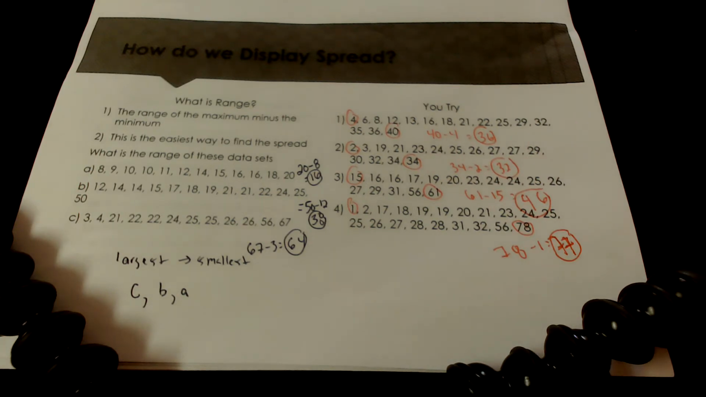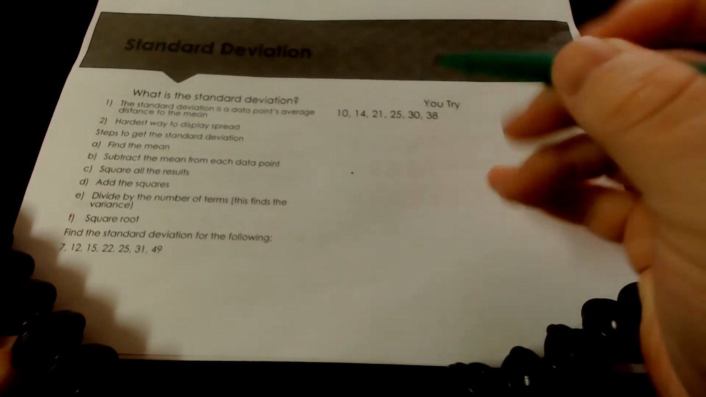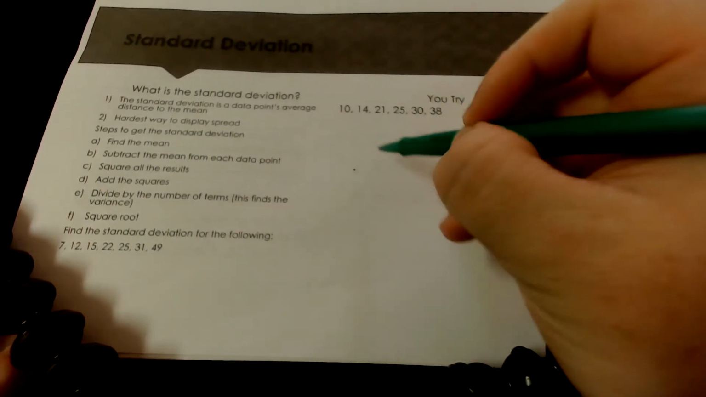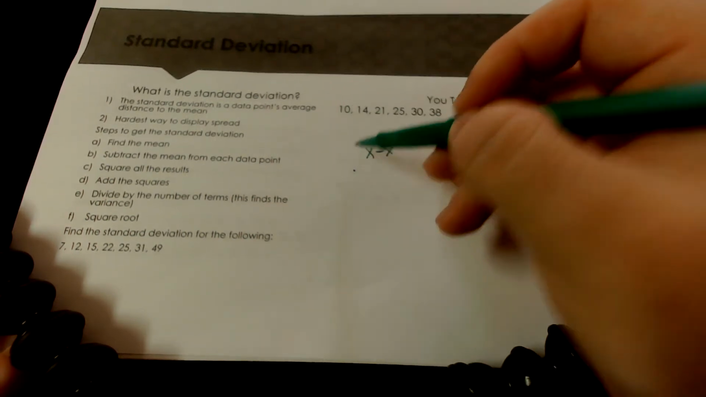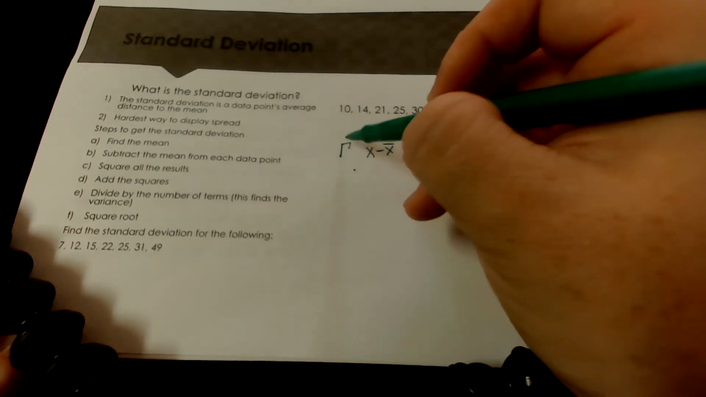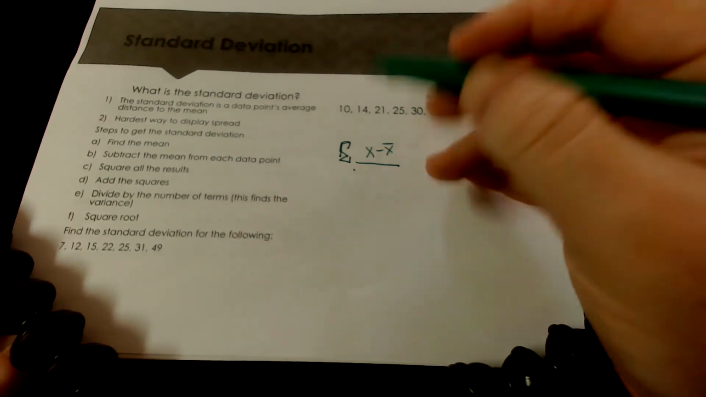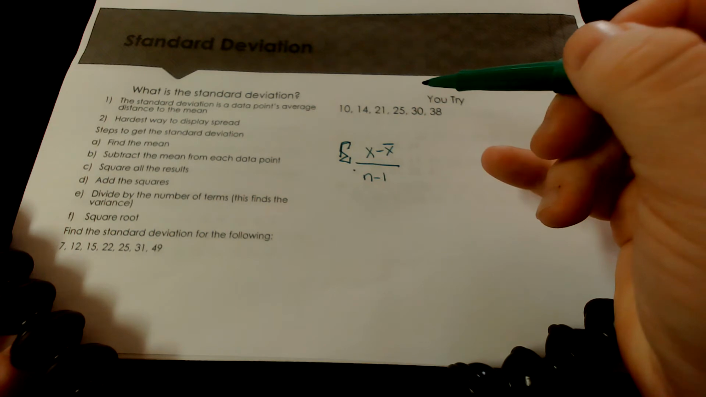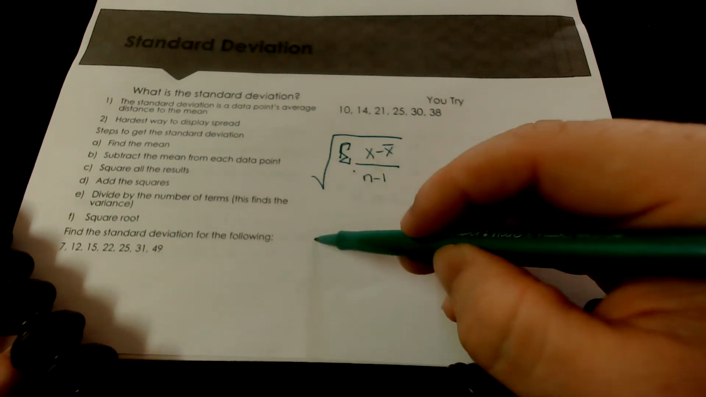Ranges are pretty easy. Now, what about standard deviation, which is one of the hardest ones? Some of you out there have probably seen the formula for the standard deviation, which is the square root of the summation of (x minus x bar) squared over n minus 1. I could probably write that a little bit better. Let's just do that right there.